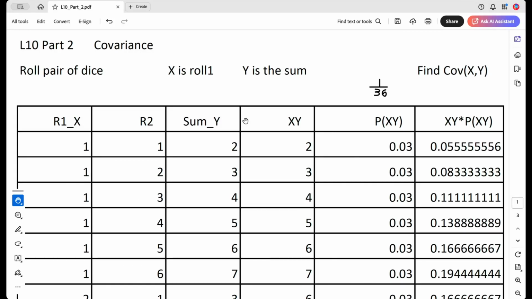Hello, this is lesson 10, part 2. This is a covariance example. In this example, we're looking at the experiment of rolling a pair of dice.